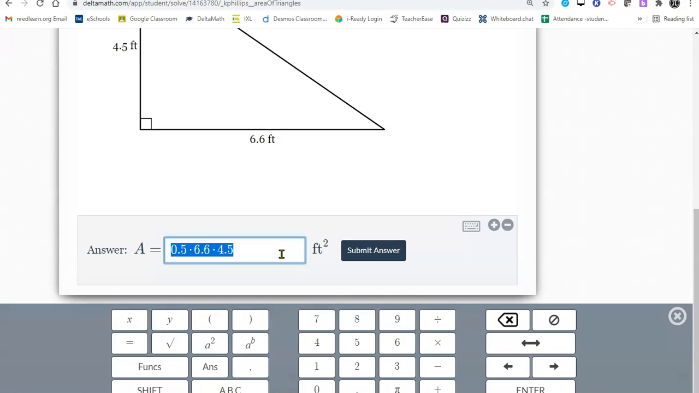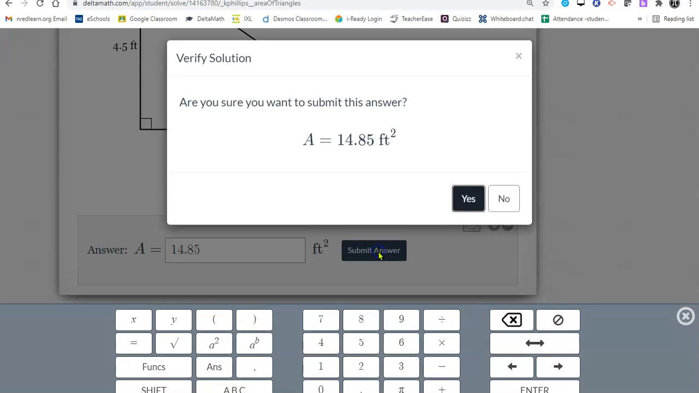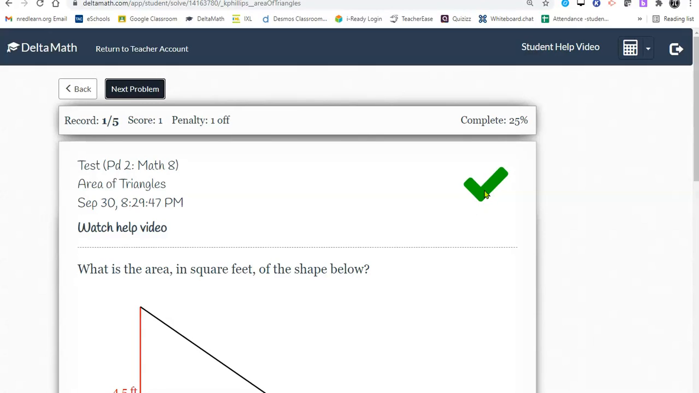So I'm going to take out my calculator now, and I'm going to type 0.5 times 6.6 times 4.5, and I get 14.85. 14.85 feet squared. All right, let's submit that. All right, check. Let's try the next one.